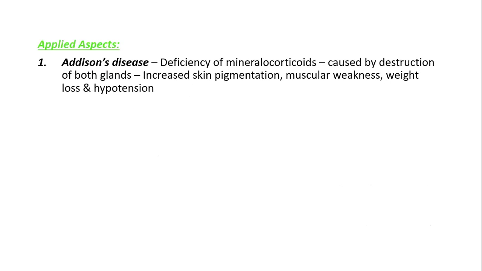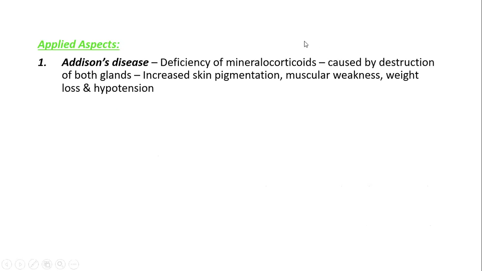Now coming to some applied aspects related to this topic, that is the suprarenal medulla. Because it secretes some very important hormones, it also gives some very important applied aspects depending on their excessive secretion as well as decreased secretion. Okay, so the first example of this is Addison's disease.